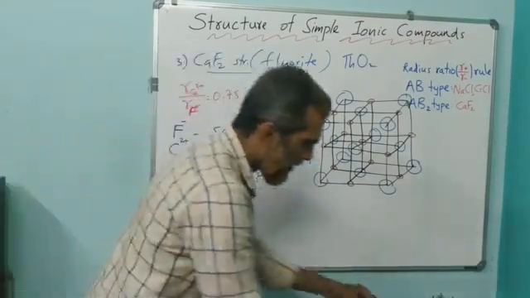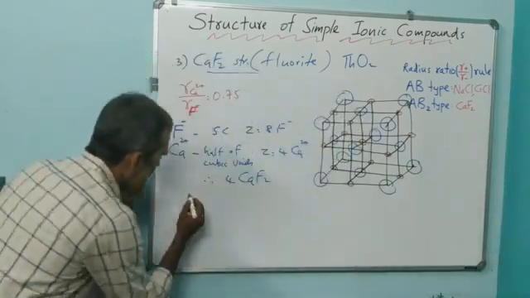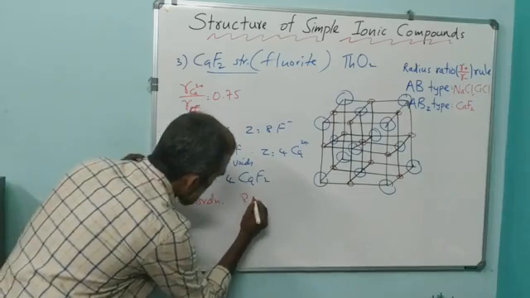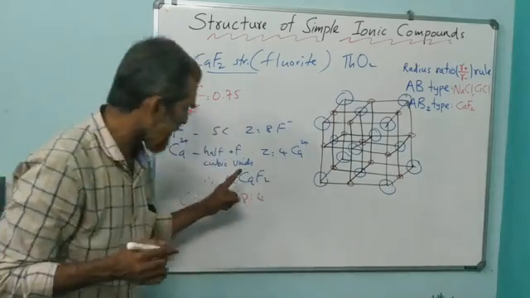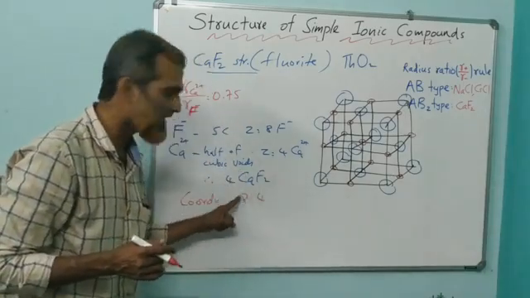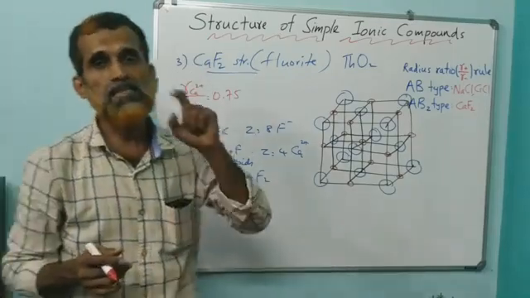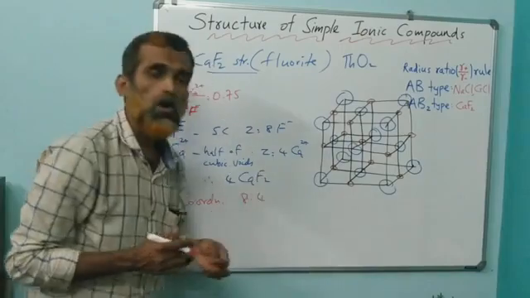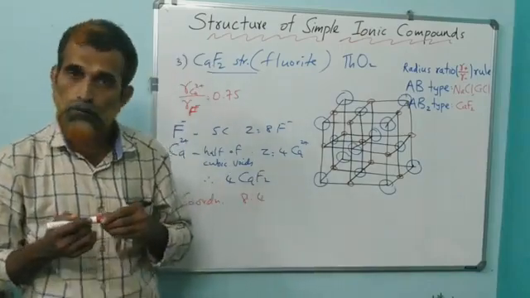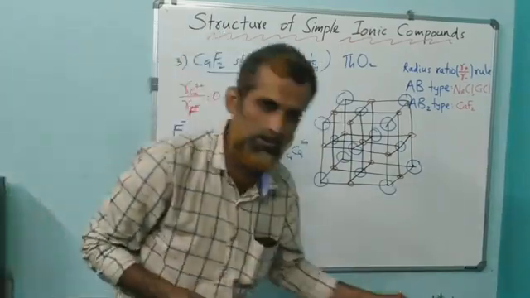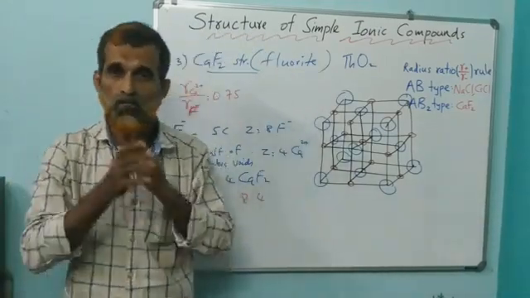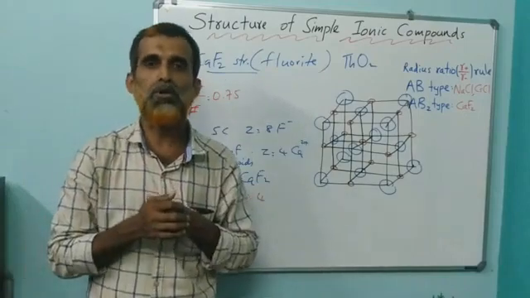And finally the coordination number of this crystal is 8:4. It means around each calcium there are 8 F minus because calcium is in cubic void, and around each F minus there are only 4 Ca2+. This is the arrangement. So these are all about structure of ionic solids. With this we come to end of this module. Thank you.